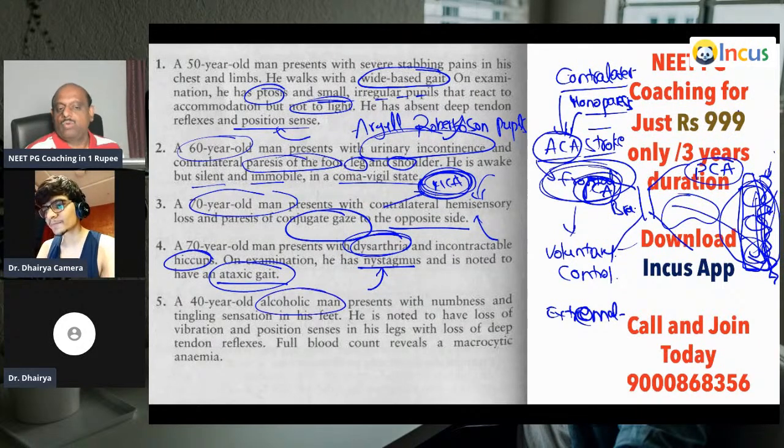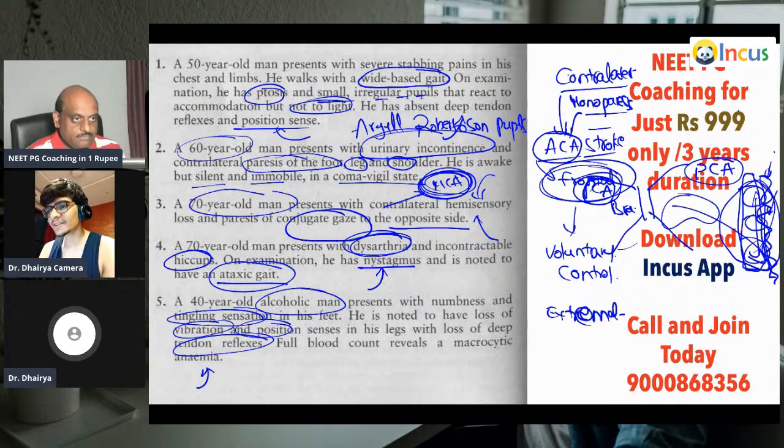Now, a 40-year-old alcoholic man, numbness and tingling sensation in the feet, loss of vibration and position, loss of DTR, and macrocytic anemia. So, what is your diagnosis, doc? Again, this same patient we have seen earlier as well today.